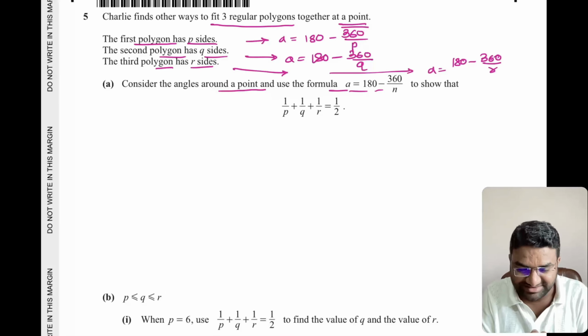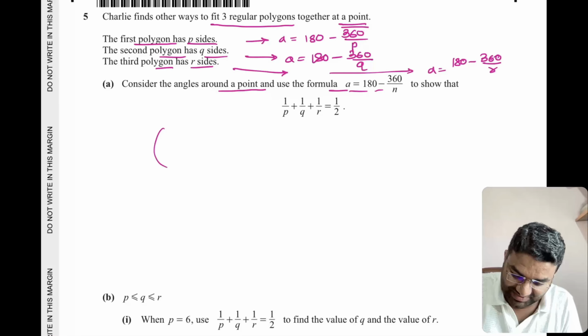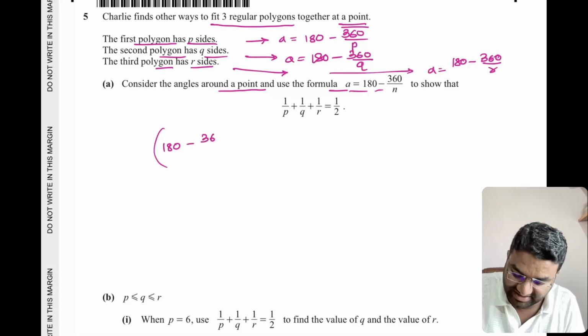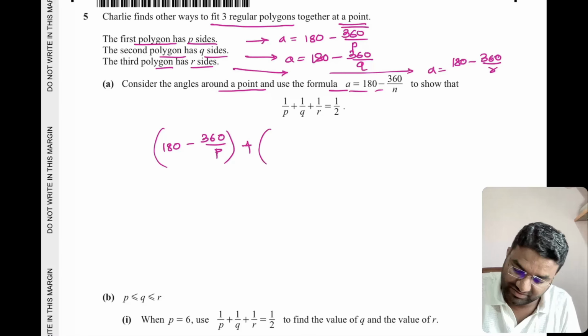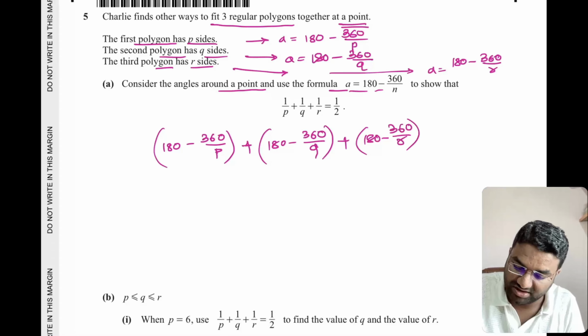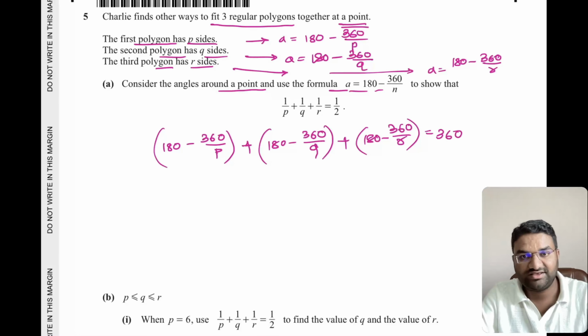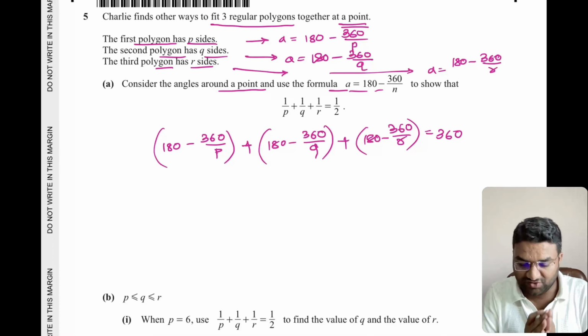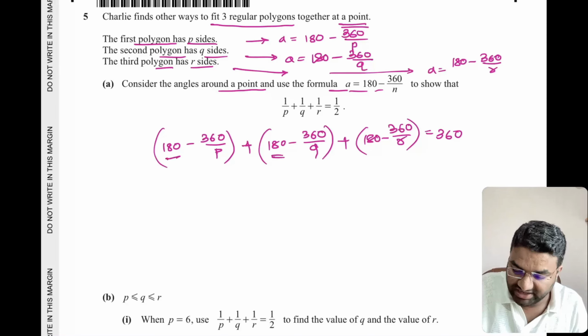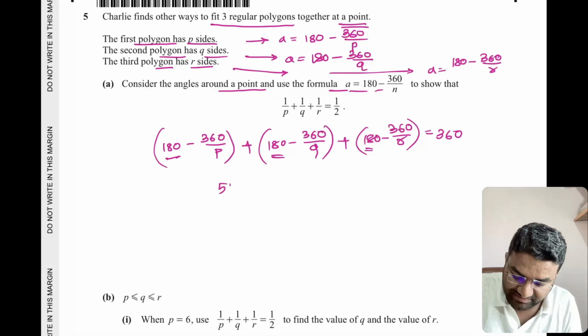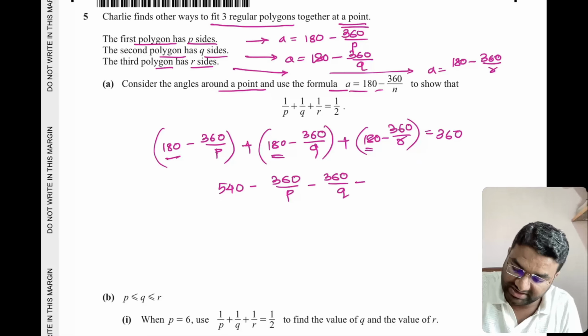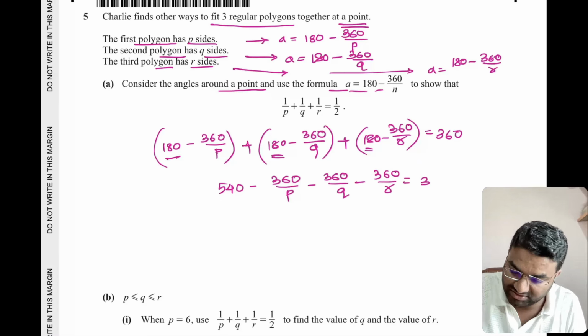These three polygons at one point have their interior angles adding to 360. So 180 minus 360 upon P plus 180 minus 360 upon Q plus 180 minus 360 upon R is equal to 360. Now 180, 180 and 180 add to 540, minus 360 by P minus 360 by Q minus 360 by R is equal to 360.